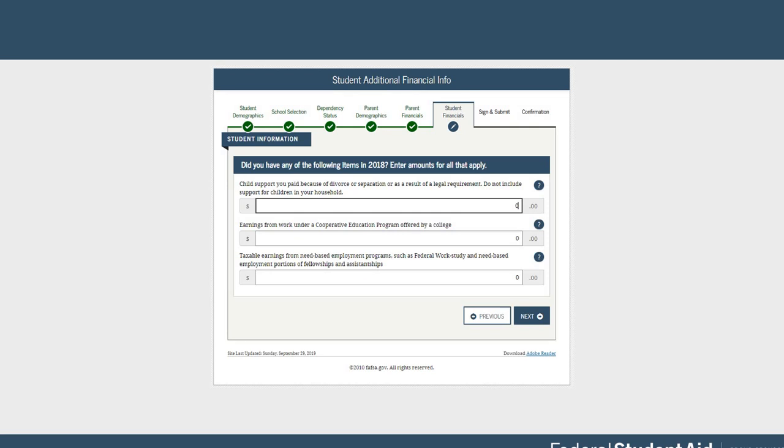Earnings from work under a cooperative education program offered by a college? Possibly, if you are filling this out for your sophomore, junior, or senior year in college, but probably not if you're filling it out for your freshman year. Taxable earnings from need-based employment programs such as federal work study? Again, possible, but not likely going into your freshman year, though possible for sophomore, junior, and senior years.